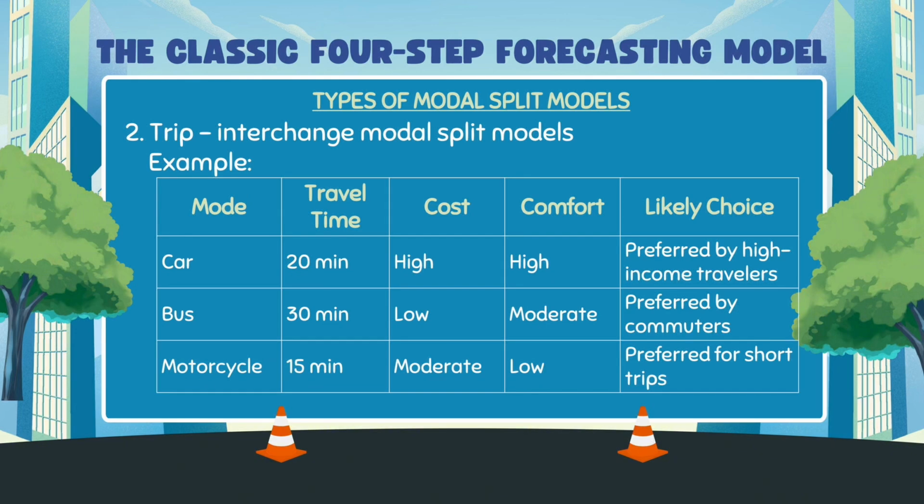So the first row is the car. It travels 20 minutes, and then the cost is high, comfort is high, and the likely choice is preferred by high-income travelers. And then the bus: travel time 30 minutes, cost low, comfort moderate, likely choice preferred by commuters. And then lastly is the motorcycle: travel time is 15 minutes, cost moderate, comfort low, and then the likely choice is preferred for short trips.